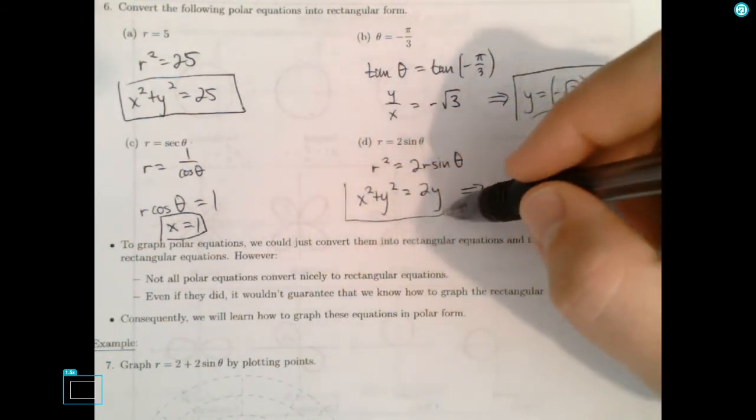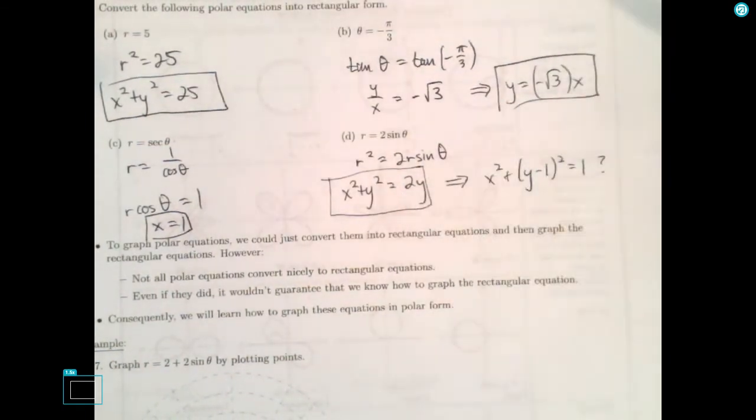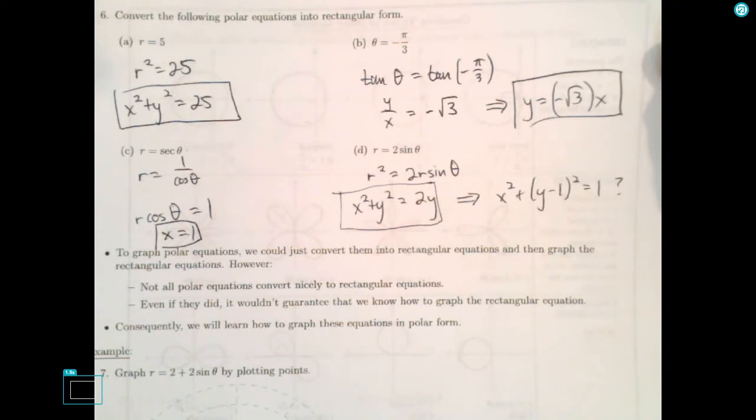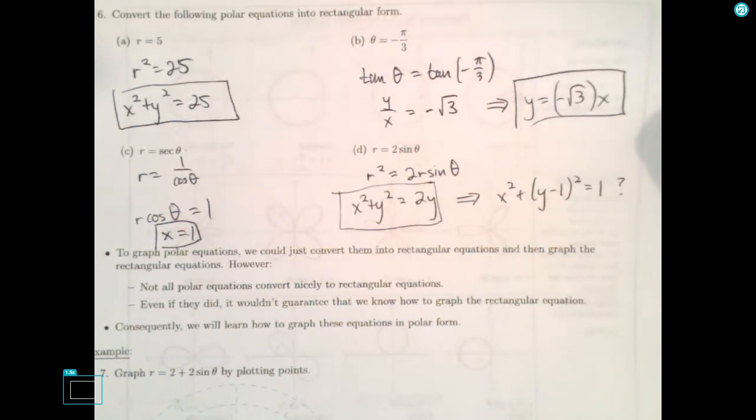But at this point, you've done what you set out to do. You've replaced all the r's and thetas with x's and y's. So that's that. All right. Okay.